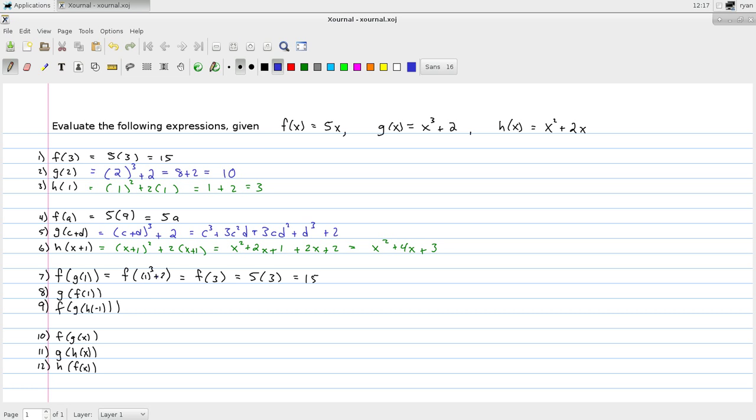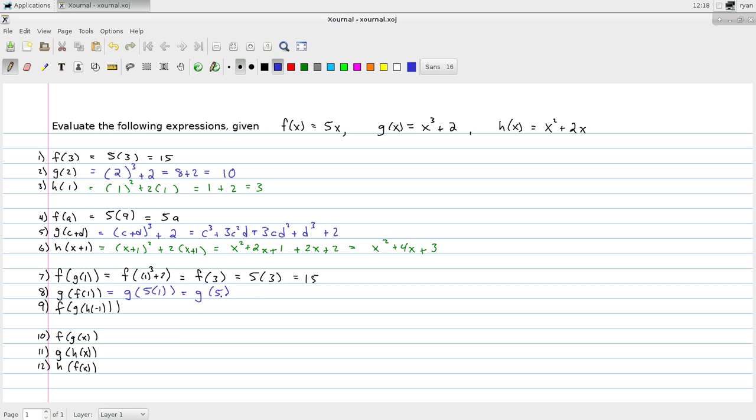Next, problem number 8. Now notice this almost looks the same thing, but the g and the f are in reversed order. So we're going to focus on the inside first. So this g that's on the outside, I'll just leave that there. So this is g of something that we're going to determine. And then f of 1, we go to the f function. F of x equals 5x. And every x that we see there, we're going to replace with 1. So this becomes 5 times 1. So simplify the inside. So we've got g of 5.